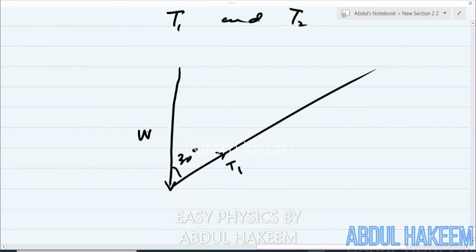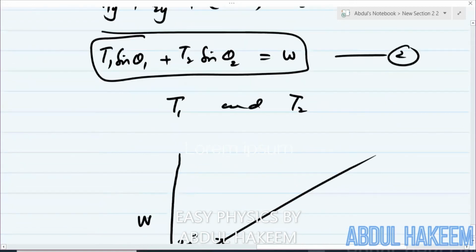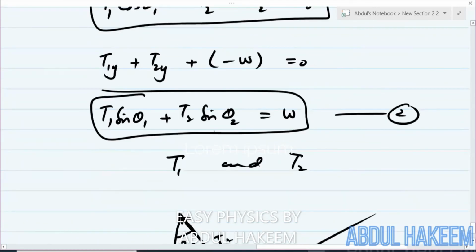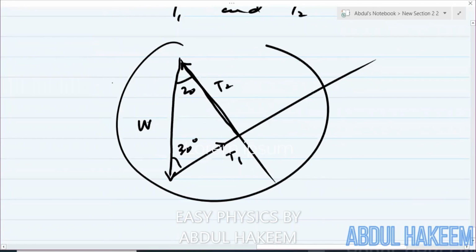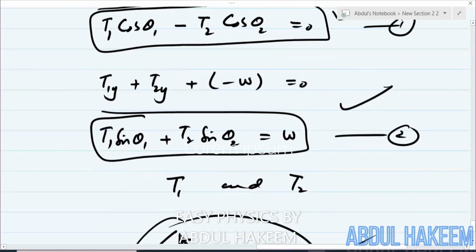Now come to the second. This angle is suppose 70 degree. So this angle will be 20 degree. So here with the vertical line, we will draw this angle 20 degree. So this portion is T2. So we can calculate either by this numerical method, by solving these two equations simultaneously, or by drawing the vectors. So this is the easy way to determine the tension T1 and T2 instead of this calculation. Now it's up to you.